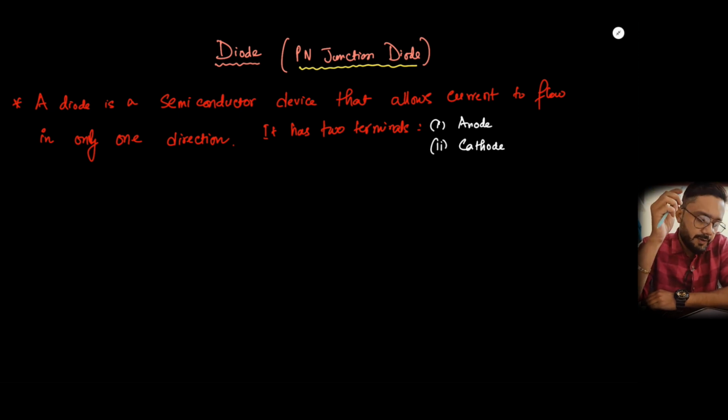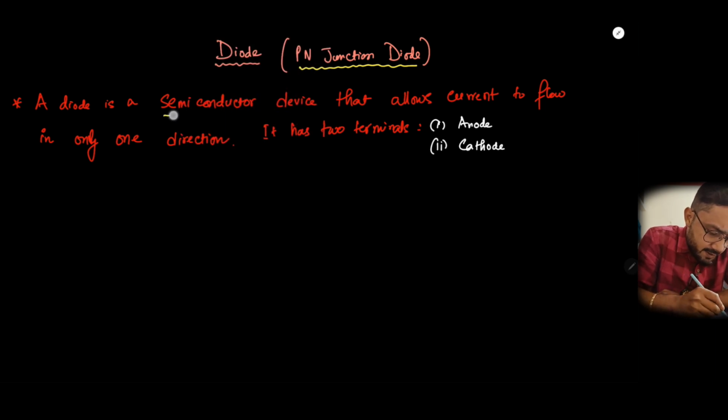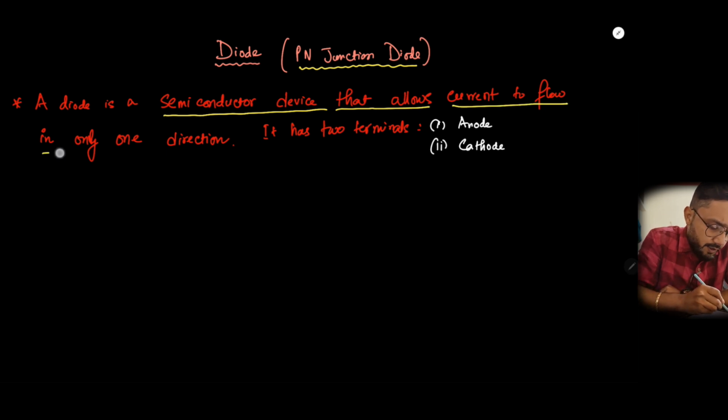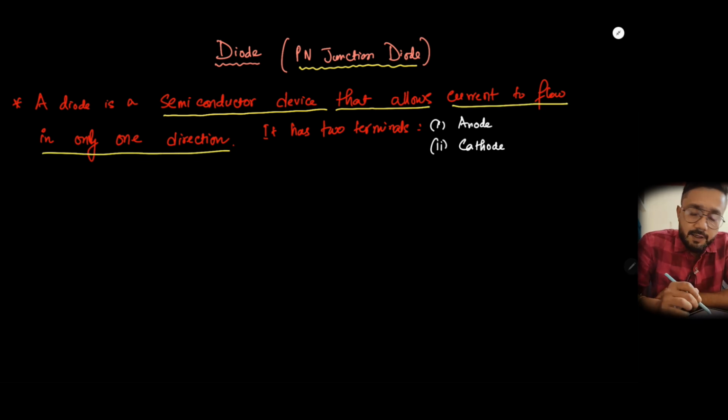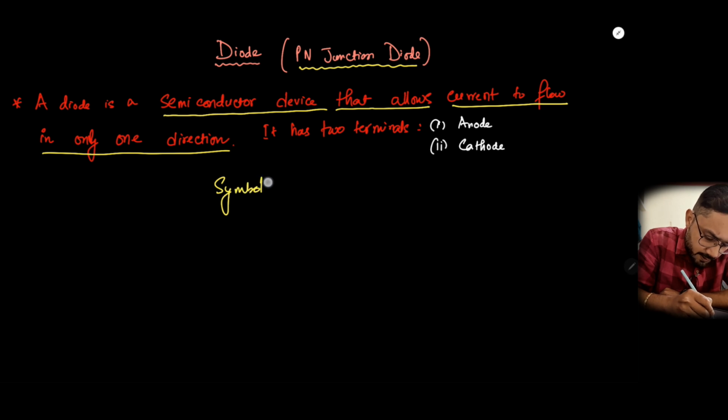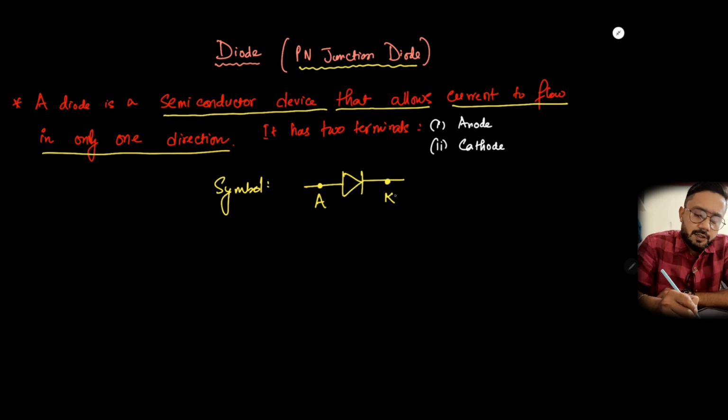Okay, so today we'll be teaching about diodes, or specifically the PN junction diode. So what is a diode? A diode is a semiconductor device that allows current to flow in only one direction, and it has two terminals, anode and cathode. So let's see what a diode looks like. The symbol of a diode looks like this. This terminal is the anode and this terminal is the cathode, denoted by K.